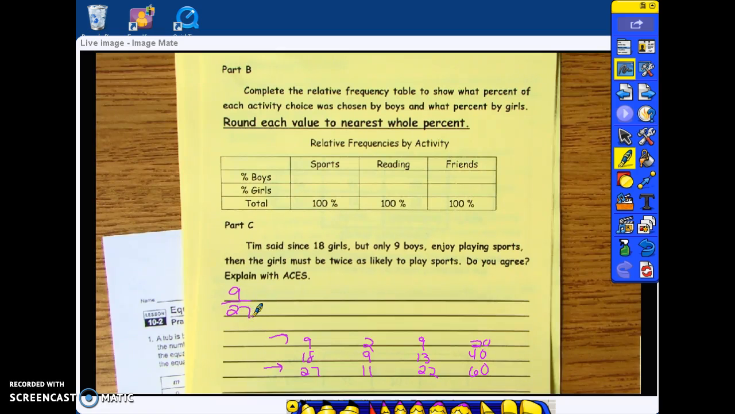When I create this fraction, I can divide it out by saying how many times will 27 go into 9. And of course we have to go 3 places so we can round to the nearest hundredth. That gives us 33%. We do the same thing for girls, 18 out of 27, which gives us 67%.